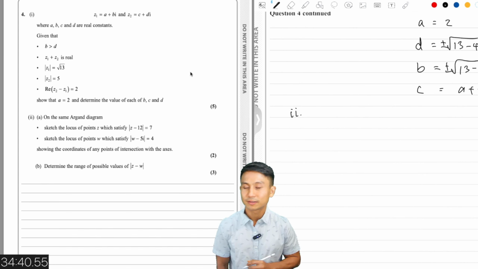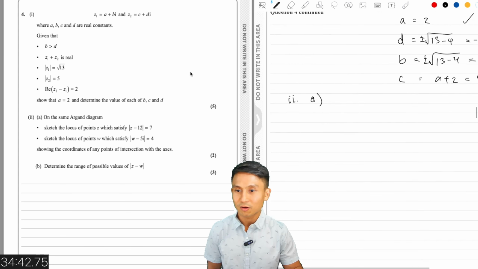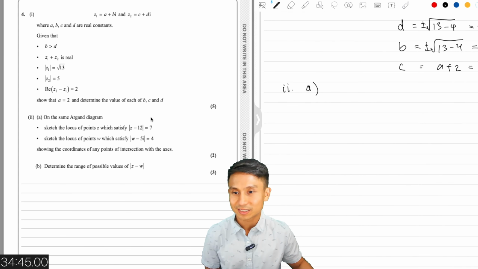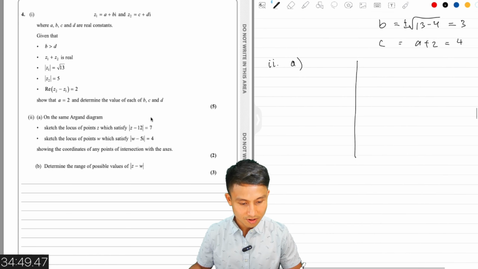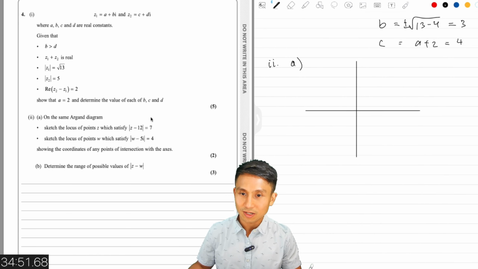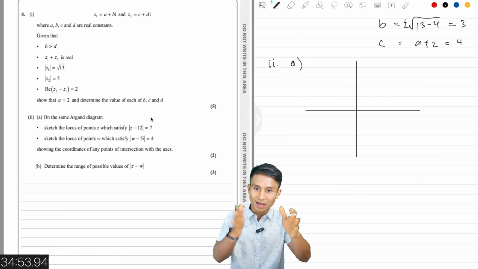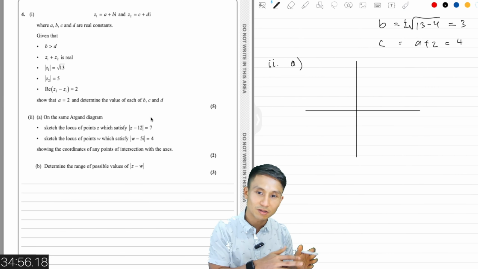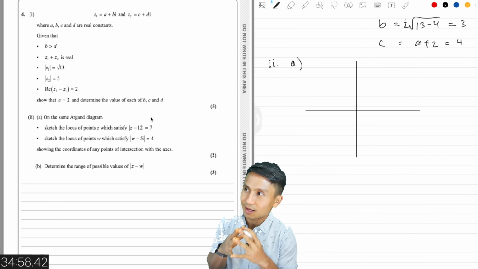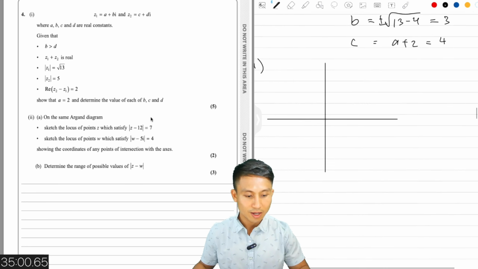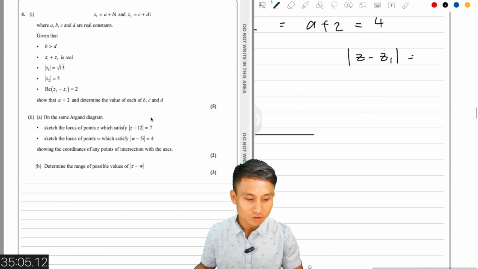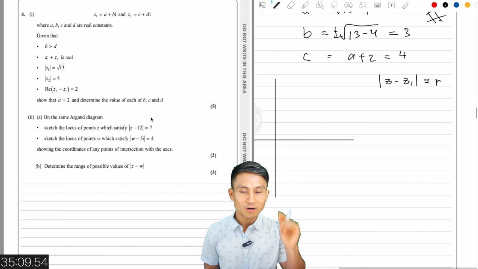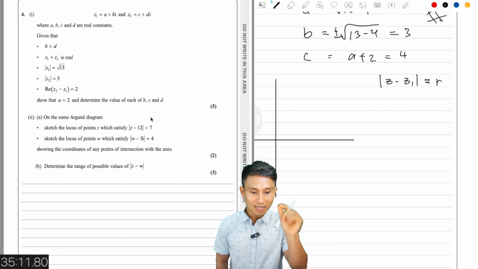Part II. A, on the same Argand diagram, sketch the locus of point Z which satisfy that. So this is separate now. Okay, so you need to know that the modulus of Z minus something equals some number. That is basically a circle. Yeah, so Z minus Z something equals some value here, which I'll put as a radius already. So it's a circle at point Z1. Note that this is a minus sign.